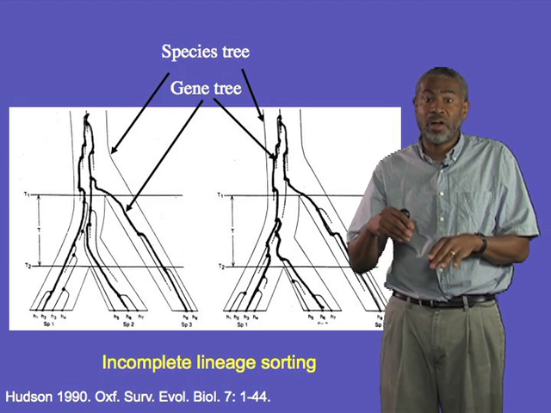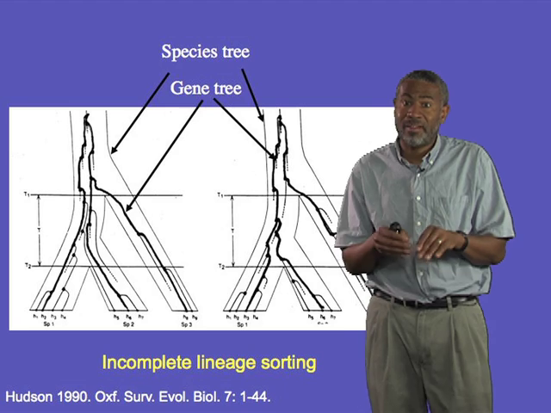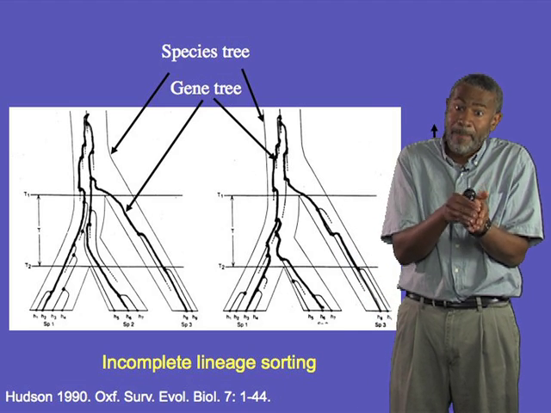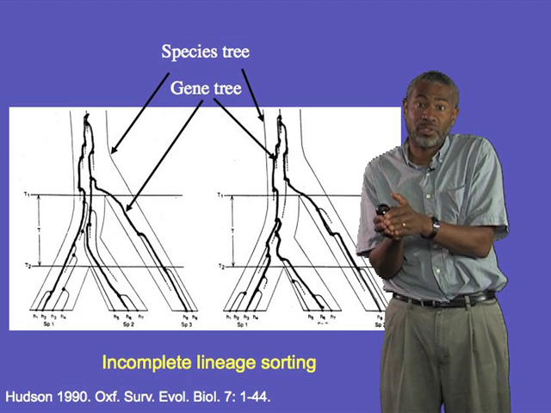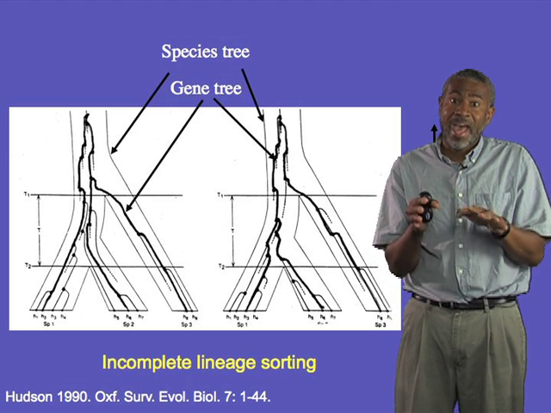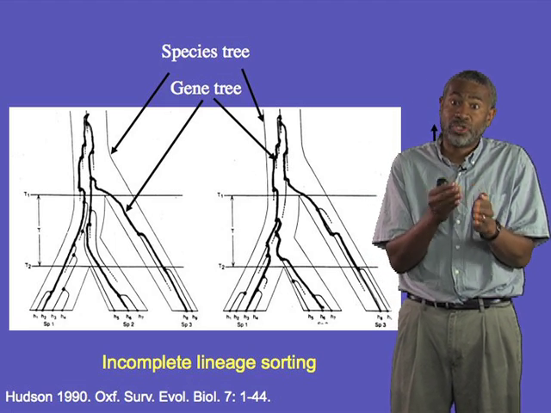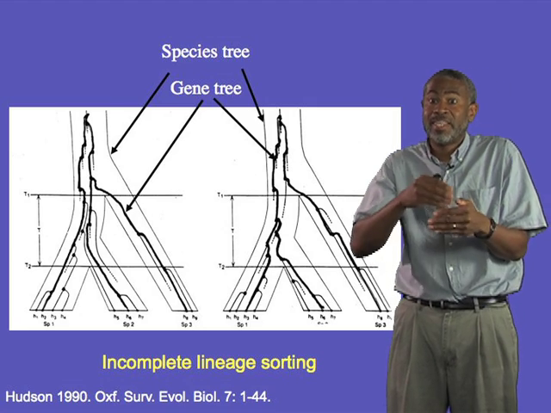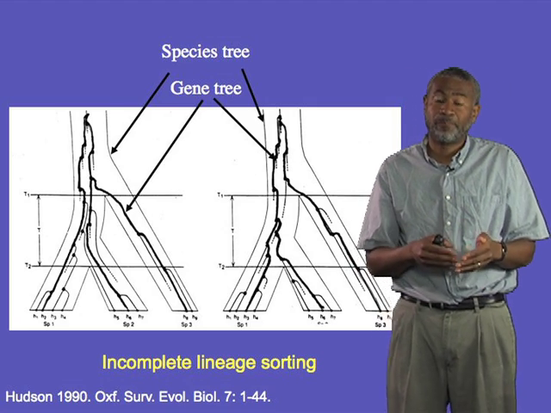Now, on the gene tree on the right, you can see that, in fact, the gene tree history matches the species history. Both the gene tree and the species tree have populations 1 and 2 being most closely related, and then population 3 branching off earlier.